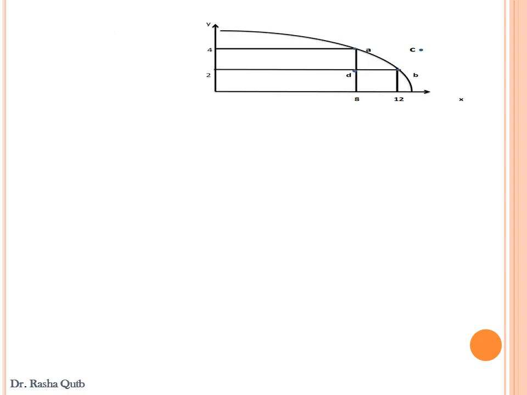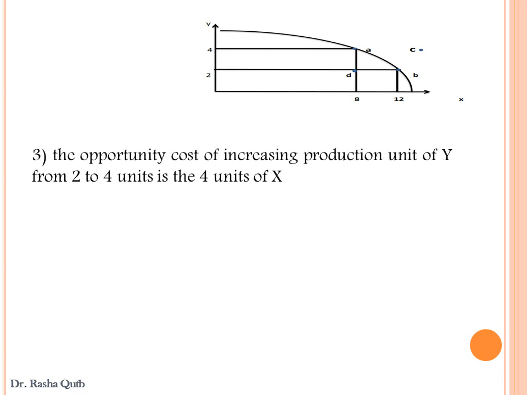By the same token, in order to get the opportunity cost of increasing Y by 2 units, we are moving from point B to point A. In this case, in order to increase Y by 2 units, we have to give up 4 units of X. So the opportunity cost of increasing the production of Y by 2 units is the 4 units of X that are given up or decreased.